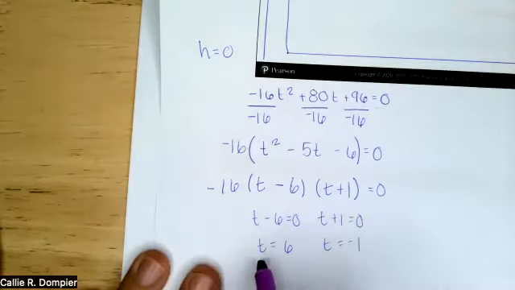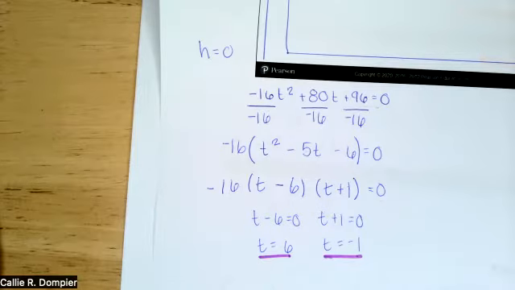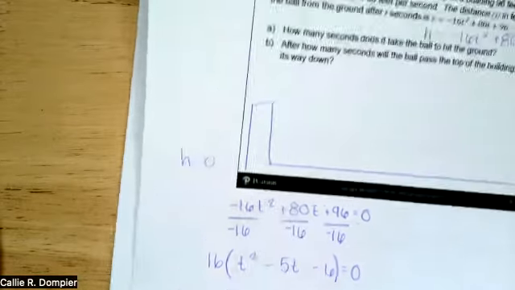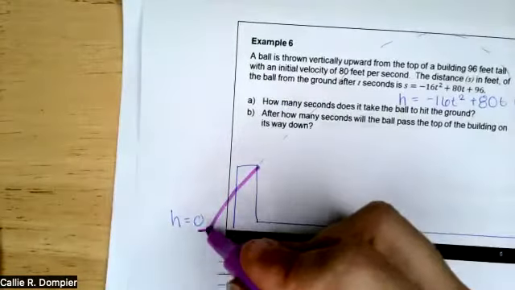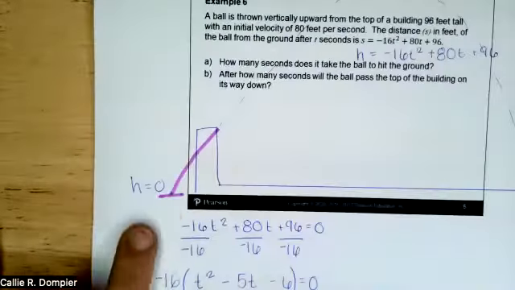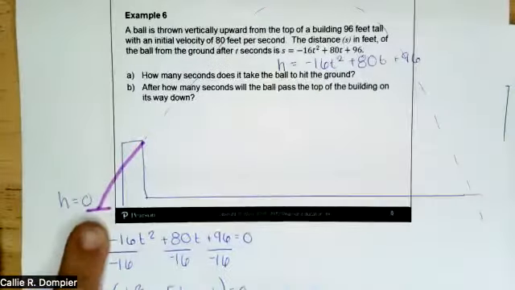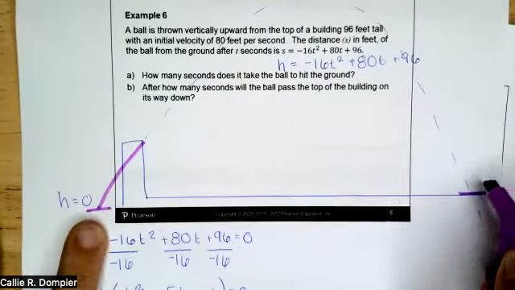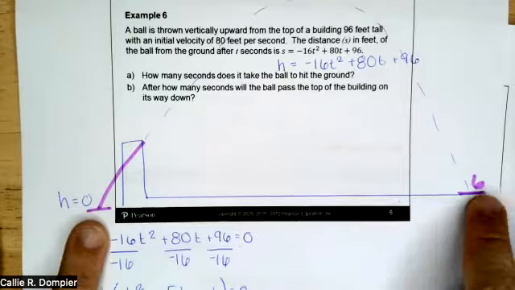So here I had two answers. However, how many seconds does it take the ball to hit the ground? Probably 6 seconds, right? Not negative 1 seconds. Negative 1 would be this side of the parabola before you threw it, because you threw it from up here. And then 6 would be when it landed.